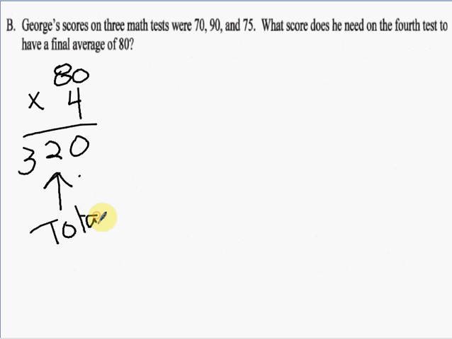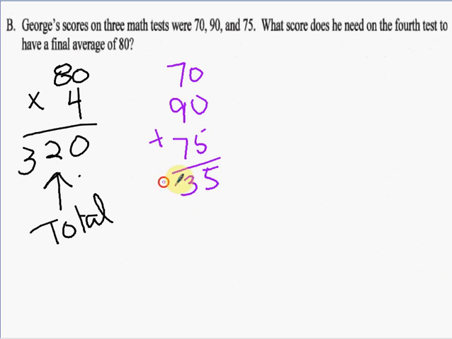If he wants to average 80 on 4 tests. The second thing I do is figure out how many points he's scored so far on the 3 tests he's taken. So I'm going to add up the 70, 90, and the 75. So that's going to give us 5 and 23. So this is what he has so far.